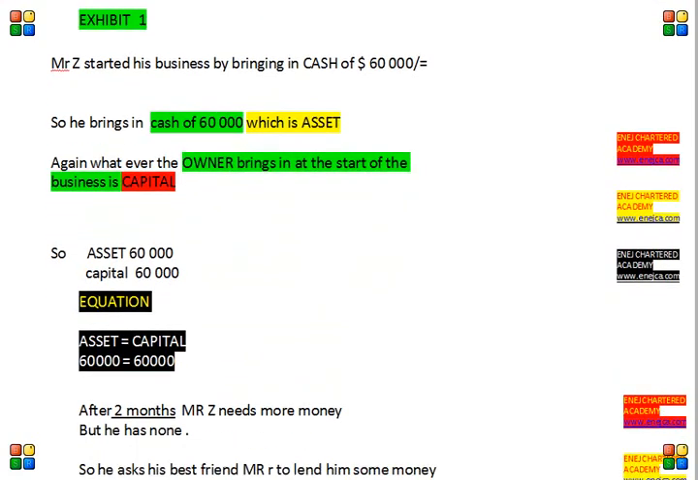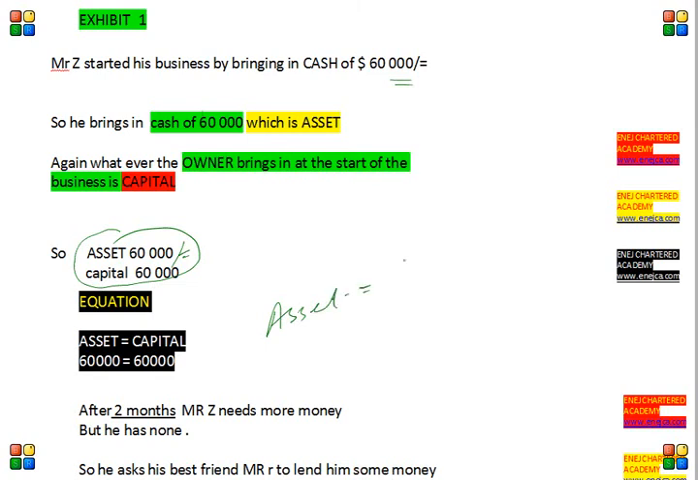Alright, so I have designed this exhibit to explain you the very basics of the accounting equation. Mr. Z started his business by bringing in cash 60,000. Okay, so he brings in a cash which is an asset. Again, whatever the owner brings at the start of the business is a capital. So what do we have here? We have asset 60,000 and capital 60,000, right? Okay, so let's devise the equation. Asset is equals to capital, 60,000 is equals to 60,000. Alright, so we got an equation here.